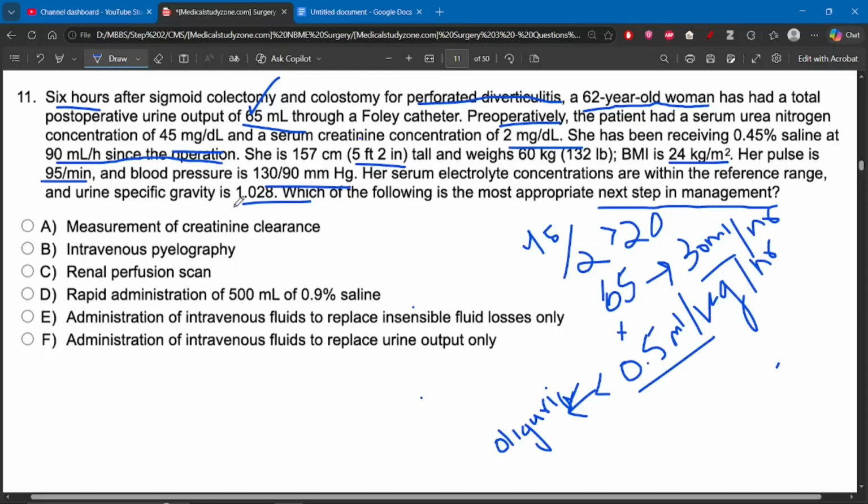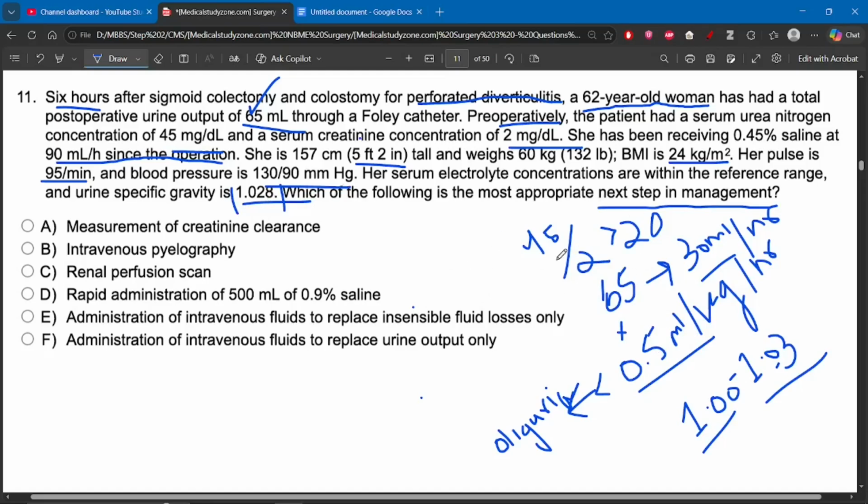And now we have another value, which is the urine specific gravity. If you know the normal value of this as well, this is from 1.0 to 1.03. The nearer the value is to 1, the more dilute the urine is, and the nearer the value is to 1.03, the more concentrated the urine is. So you can see that this is 1.028. So this is nearer to 1.03, which means this is concentrated urine.